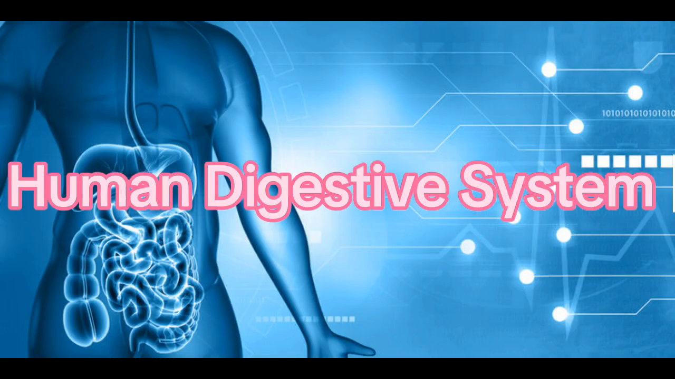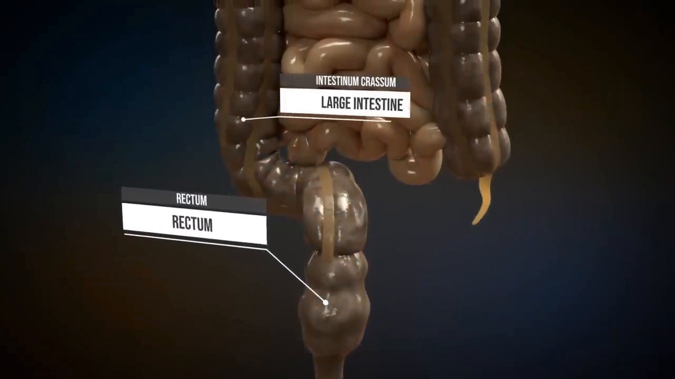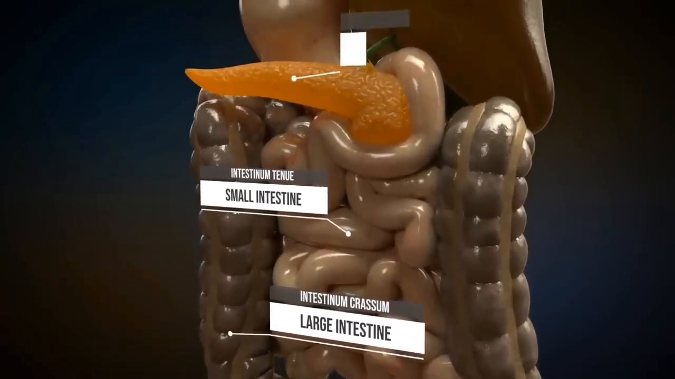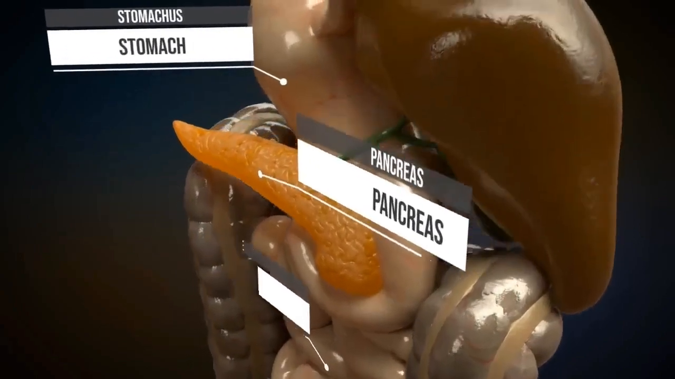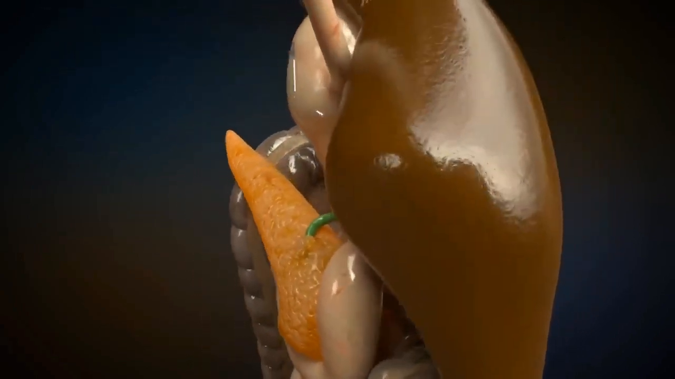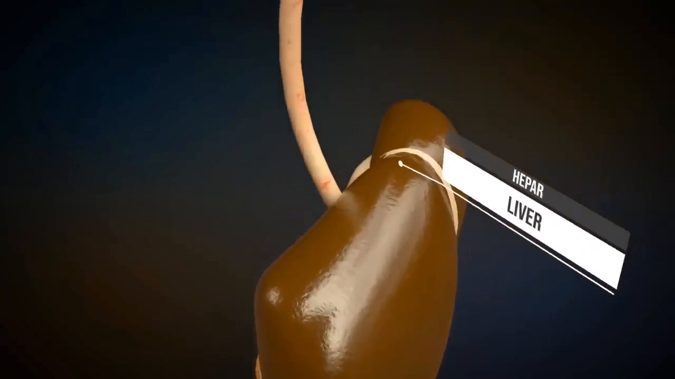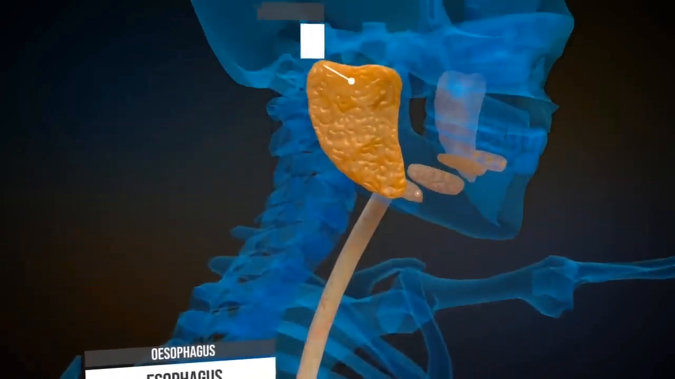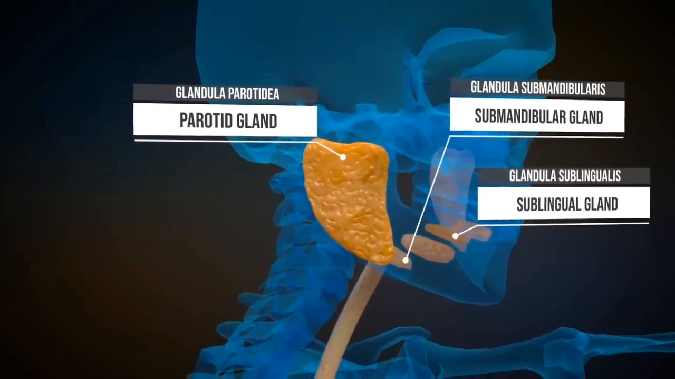Animation of the human digestive system, which consists of the rectum, large intestine, small intestine, pancreas, and the stomach, which is also known as the gaster and the ventriculus, the liver with the gallbladder, esophagus, as well as the various salivary glands near the mouth: parotid, submandibular, and the sublingual gland.